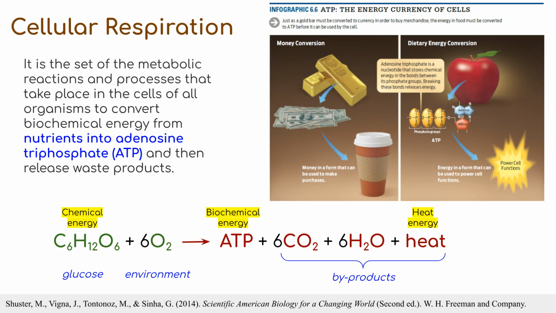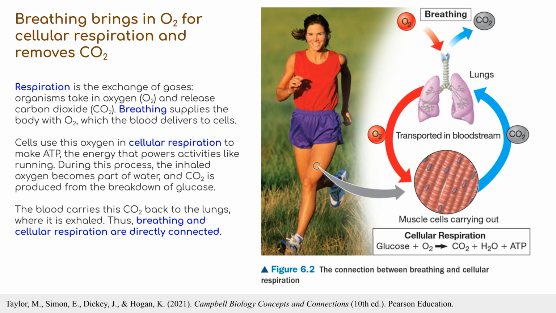The key idea here is energy transformation. Chemical energy stored in glucose becomes usable cellular energy in the form of ATP, which cells use to perform work. Breathing is the physical process of taking in oxygen and releasing carbon dioxide. Cellular respiration is the chemical process happening inside cells that uses oxygen to make ATP.